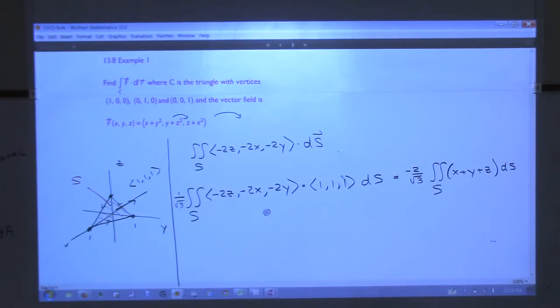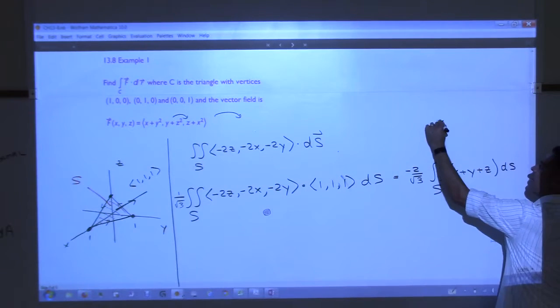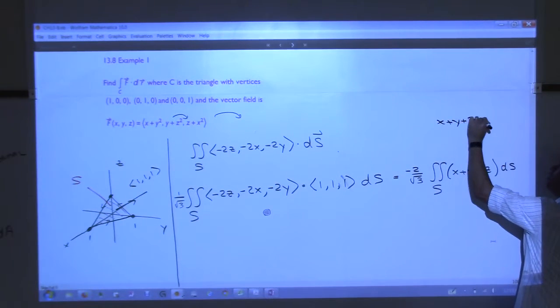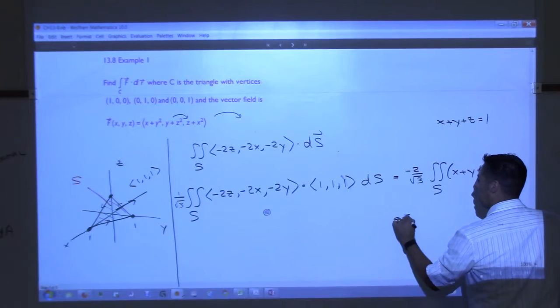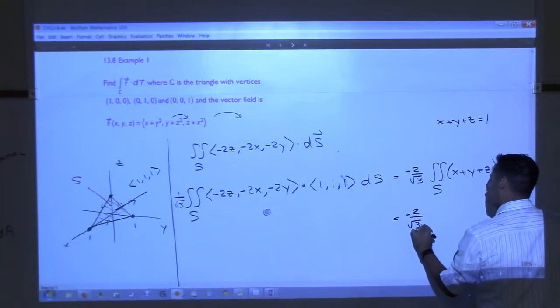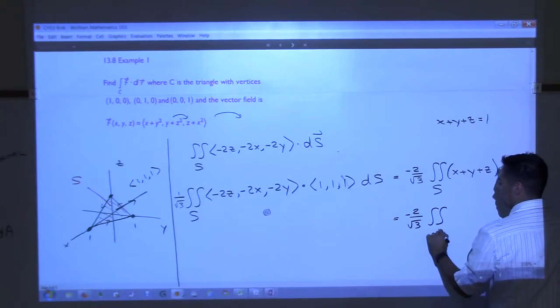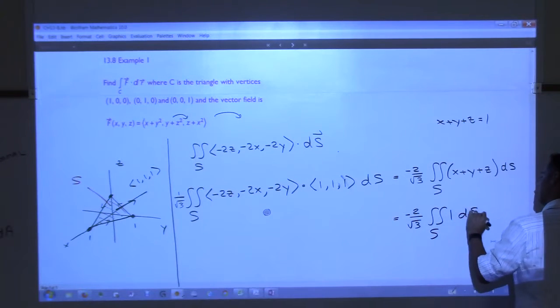Any ideas? Turn that into 1. Why? Because that's the equation of the plane we're on, right? Go back to the plane equation. x plus y plus z equals 1. That means this is 1. So you get negative 2 over root 3, and then the integral of 1 dS.